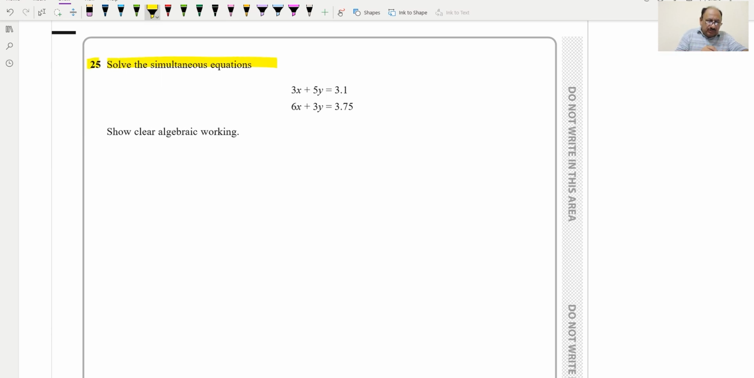Now this is a simultaneous equation question, number 25. Solve the simultaneous equations. One is this one, second is this one. Show your clear algebra working. To equalize the coefficients of x, we will multiply the first equation by 2, and this implies 6x plus 10y is equal to 6.2. And now we have this as equation 1, and this will be equation 2. We will be solving simultaneously.